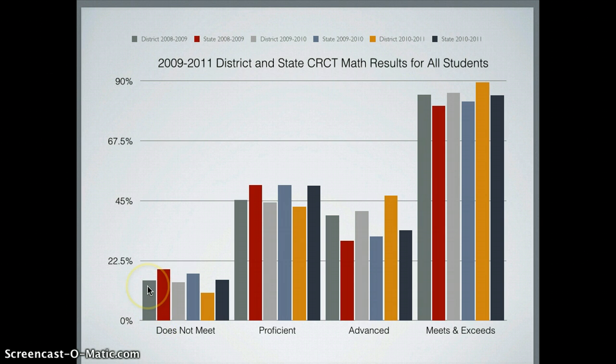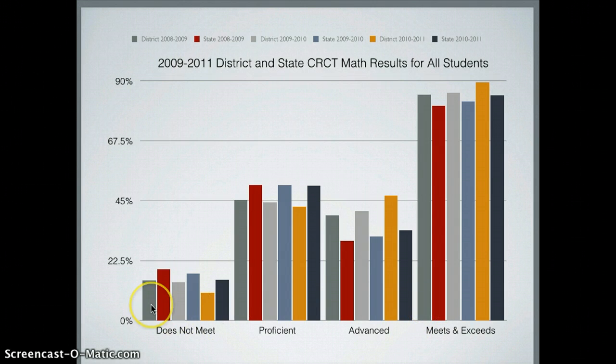And if you look at both of them, you can see that the state is always slightly higher than the district for does not meet and proficient. And when we get to advanced, we have less students in the state that are advanced than there are in our district. And we have less students in the state who meet and exceed than there are in our district.